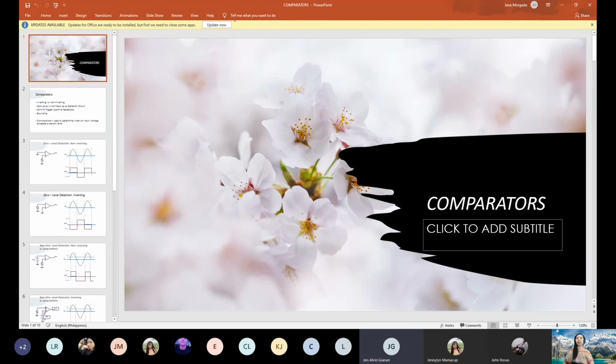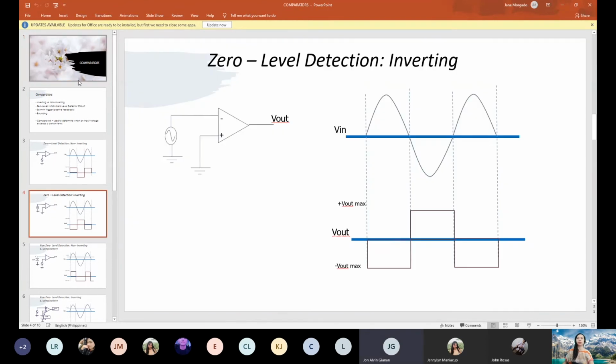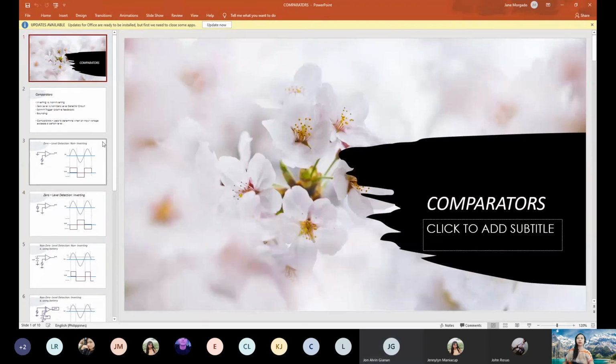Ito tayo, comparators. Actually, may second part yung bounding and Schmidt trigger. But itong kalahati mo na yung di-discuss ko. Okay? So, can you see the PowerPoint?